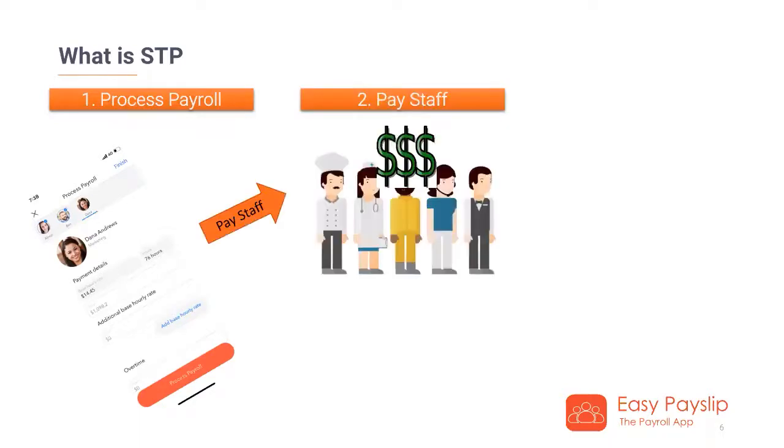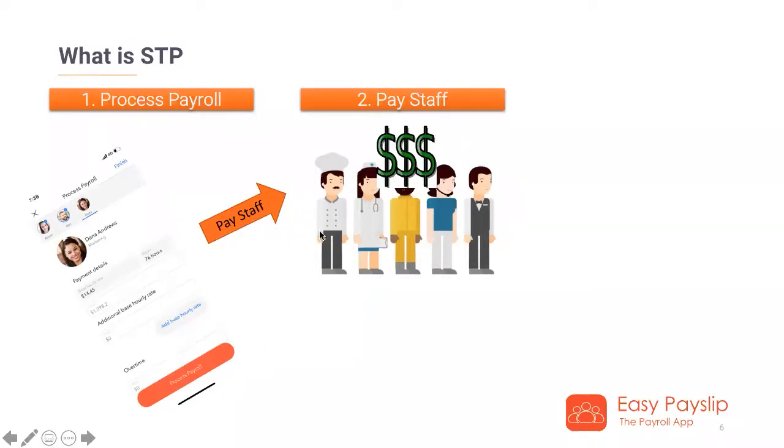That is, generate payslips that say how much you are paying your staff. So a way of calculating how much you give to them, how much tax is withheld, that kind of thing, how much super you owe them. So that's the first step, processing payroll. The second step is actually physically paying your staff, which is obviously super important in this process. And then STP is all about when you do those two steps.